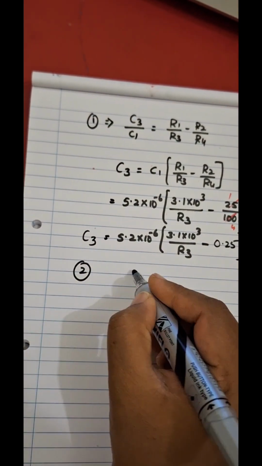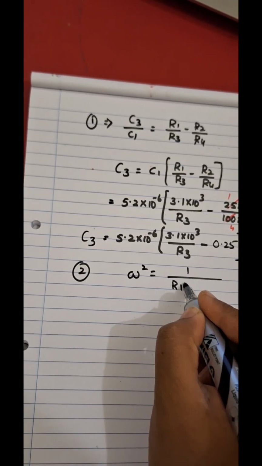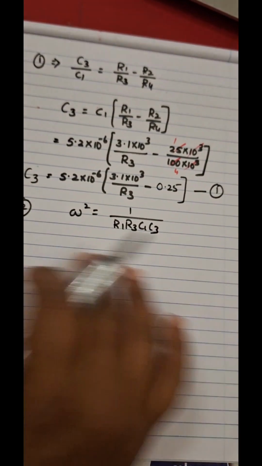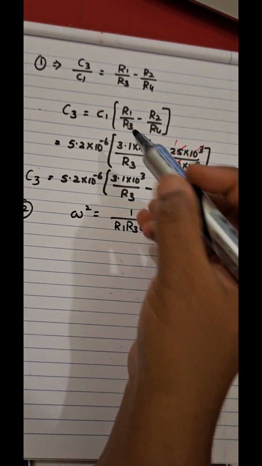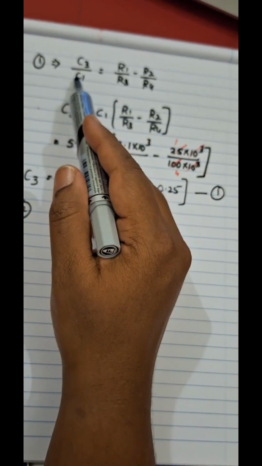Now let us go to formula 2. Formula 2 is omega square is equals to 1 by R1, R3, C1, C3. Isn't it? So we are having this formula. So remember again, C1 is equals to R1 by R3 minus R2 by R4.